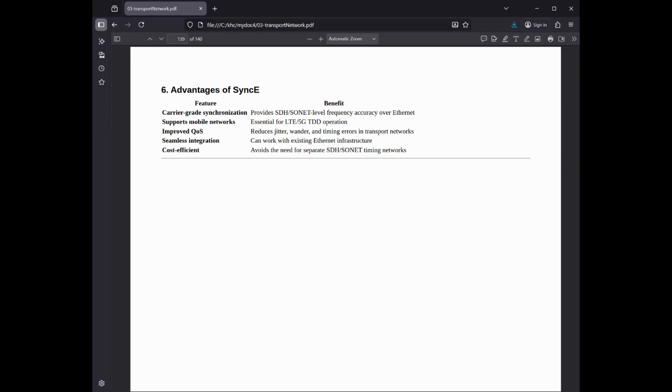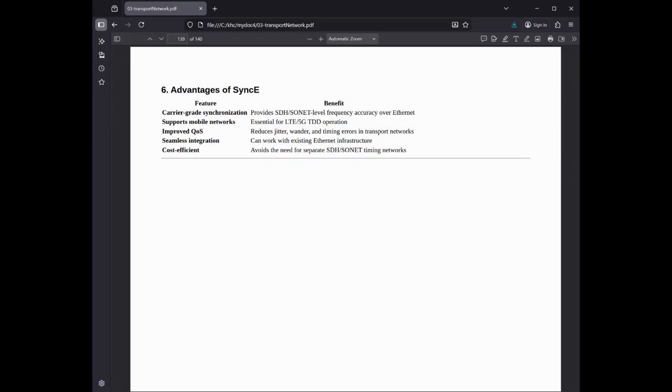Deterministic performance. By providing a common heartbeat, SyncE enables more predictable packet processing, which is critical for real-time applications like industrial automation and telesurgery. For seamless integration, SyncE acts as a universal translator for timing. Legacy interoperability. It allows carriers to replace old TDM, T1/E1, circuits with Ethernet while still providing the physical layer clocking that legacy equipment, like PBX systems or utility sensors, requires.